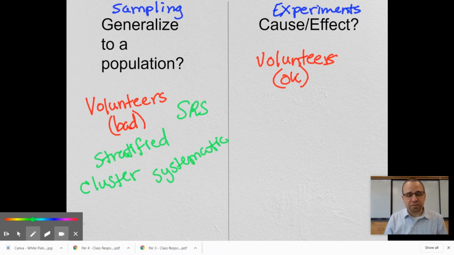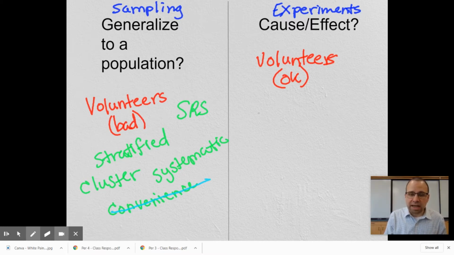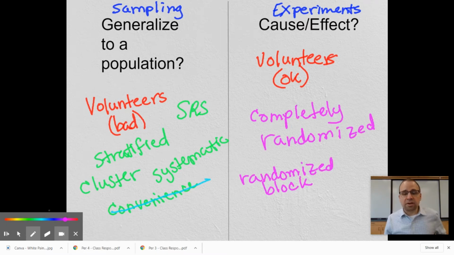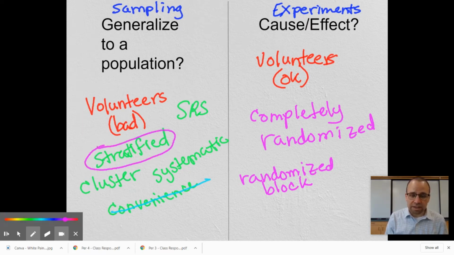Remember, with sampling, we have different forms of sampling, like the simple random sample, stratified, cluster, systematic, all designed to try and get results that can be generalized to a population. And remember also, we try to avoid the convenient sampling. Now remember, with experiments, we have different types of ways that we organize the treatments. One is called completely randomized, and the other one is called a randomized block, which is very close to what stratification is, yet it's trying to achieve a different thing.